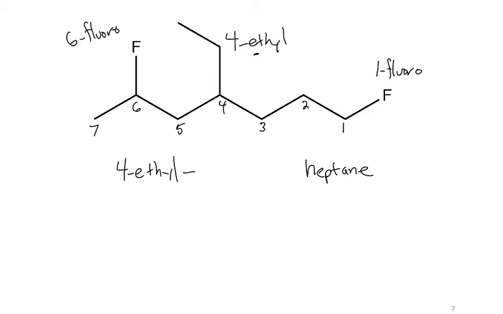And then I have 2 fluoro groups. So this is where I'm going to use the difluoro. I have to give the number for each one, so it's 1, 6-difluoroheptane. So it's 4-ethyl-1,6-difluoroheptane. Remember, when I did the alphabetization, I compare the E in ethyl to the F in fluoro. I don't use this prefix in determining the alphabetization.